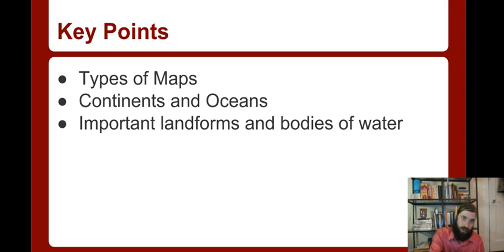So our key points: types of maps. Can you identify your continents and your oceans? And also important landforms and bodies of water. Most of this should be review. We're just going to go over it. You're going to practice to make sure you know this stuff for your test, all right?